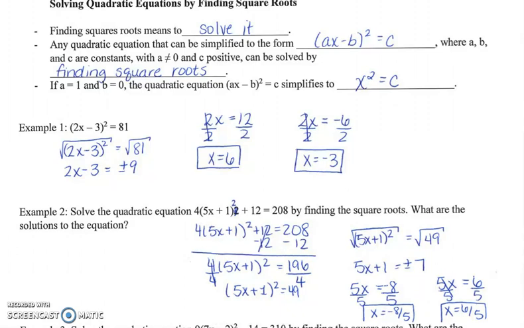Now that you have the square by itself, you can undo the square. Well, how do you undo a square? You take the square root. What's the square root of 49? Your answer would be 7. So you have two equations. You have 5x plus 1 equals 7, but you also have 5x plus 1 equals negative 7. So you go through and solve it and get your answers of negative 8/5 and 6/5.